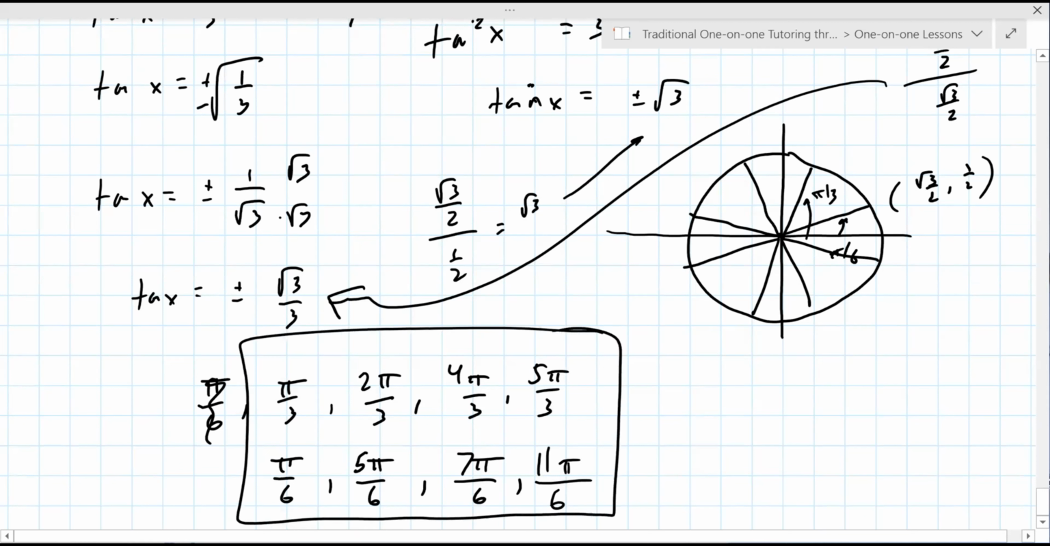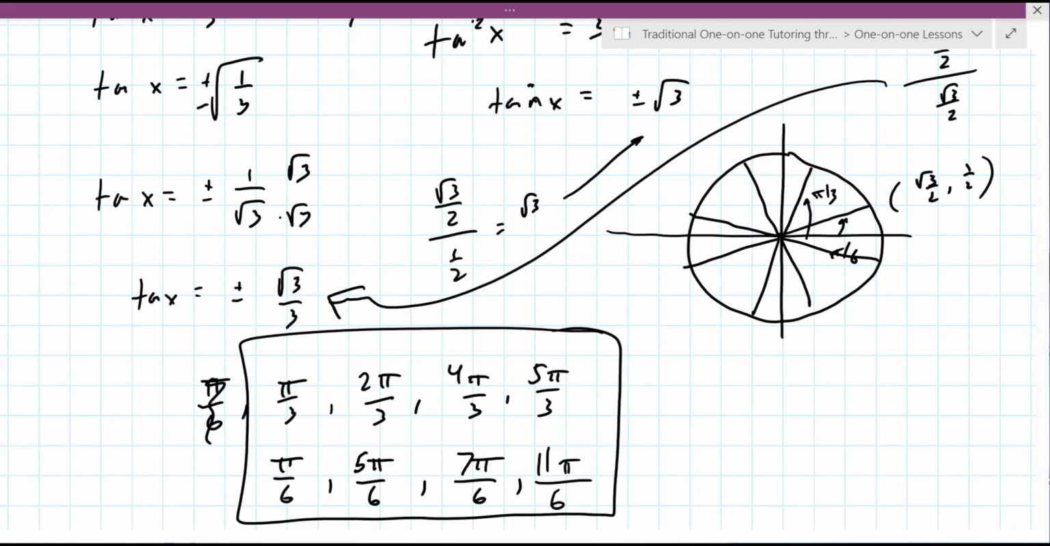Believe me, you guys can do this. I'm not looking at unit circle or anything. You guys can absolutely do this. Just need a little more practice. Seeing it a few times.